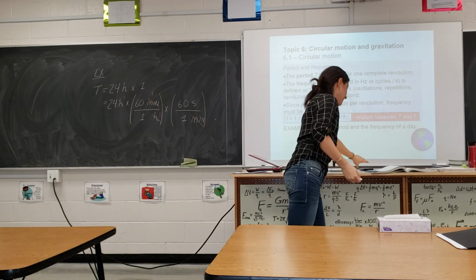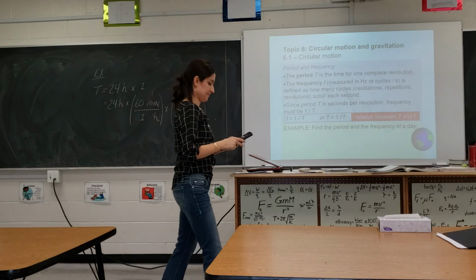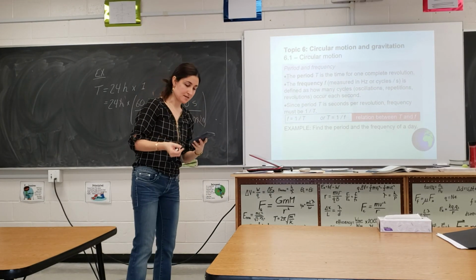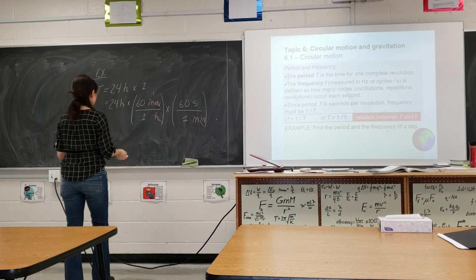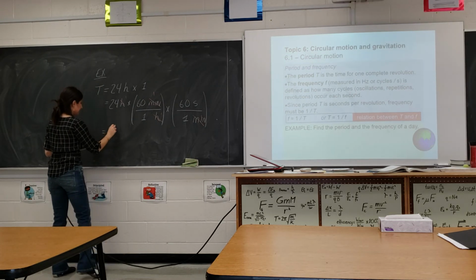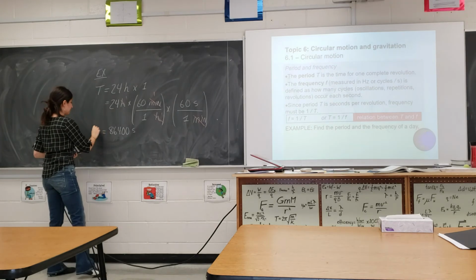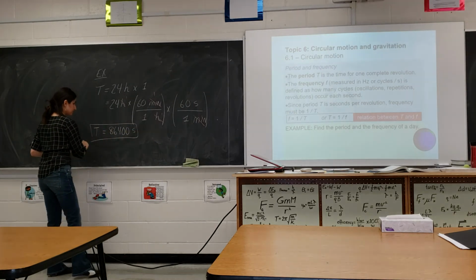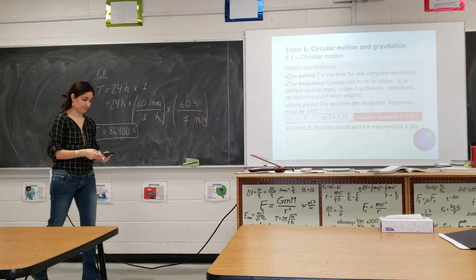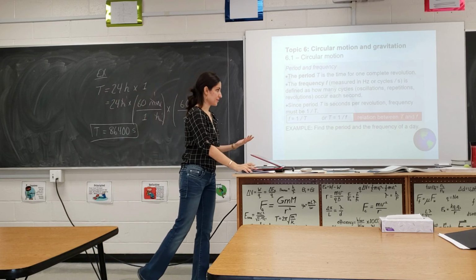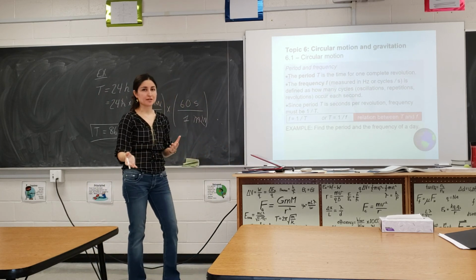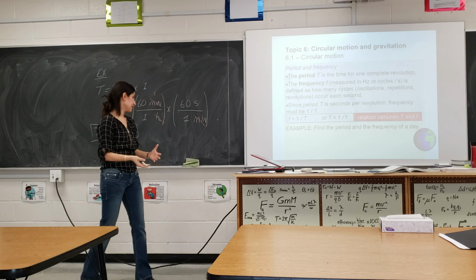So let me actually grab my calculator here. 24 times 60 times 60, 86,400. So there are 86,400 seconds in a day. Okay. Period. Done. Once you have period, you can find frequency, or vice versa.